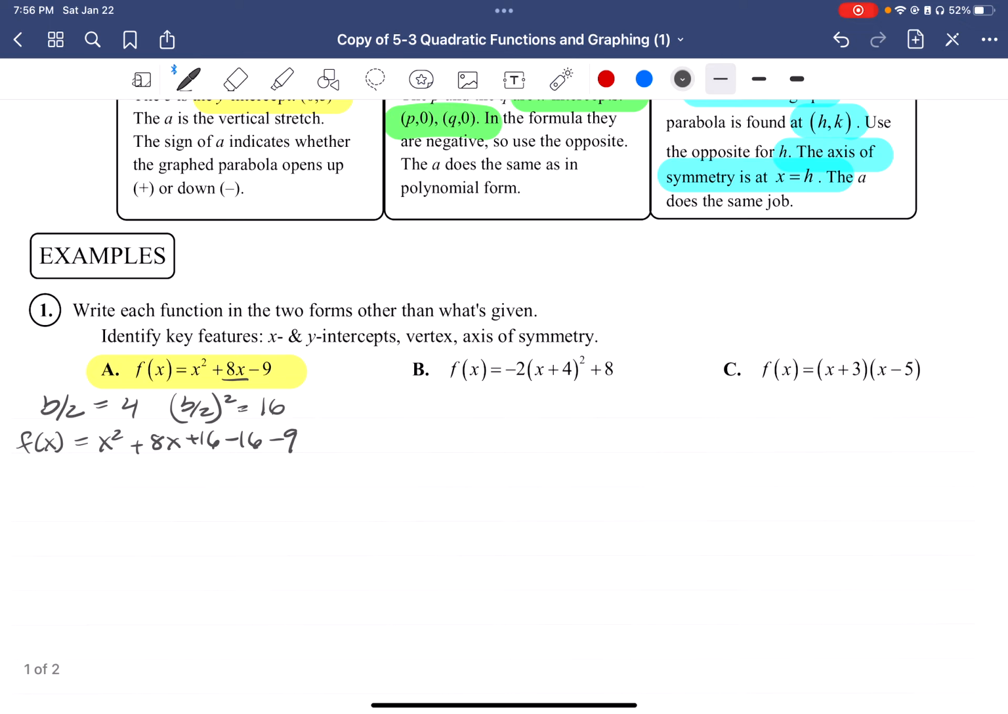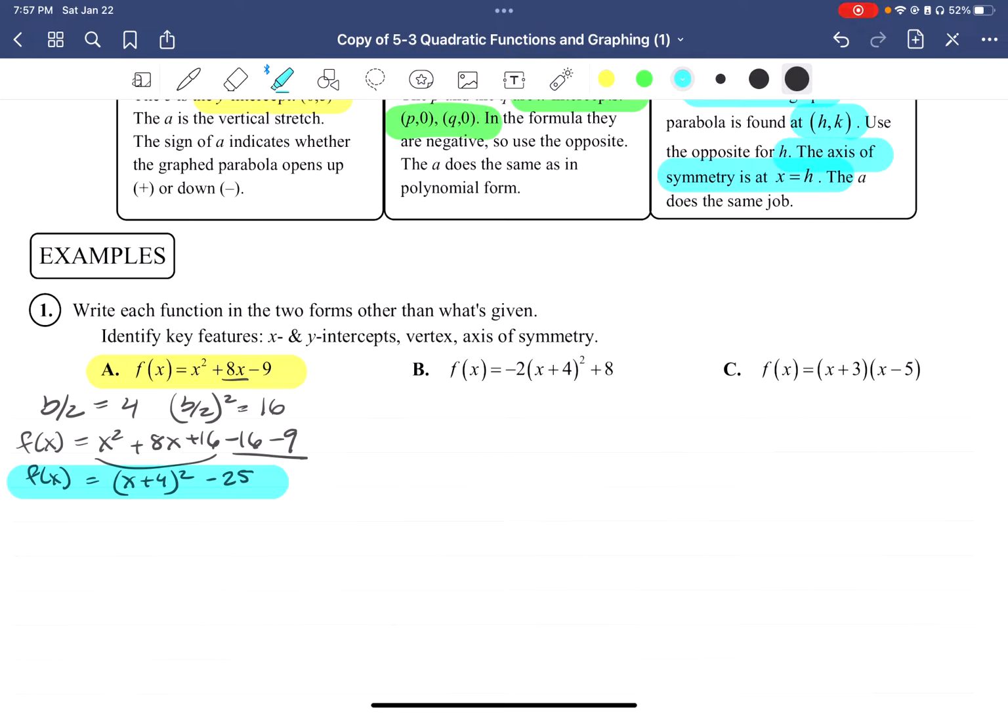Keep everything else the same. And then right here, this is our perfect square, so we can rewrite that as (x + 4)². And then we'll take what's left over at the end and combine those terms to get minus 25. So now we have our equation in vertex form.